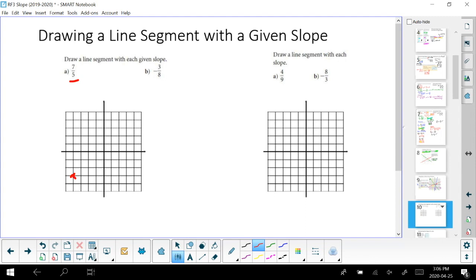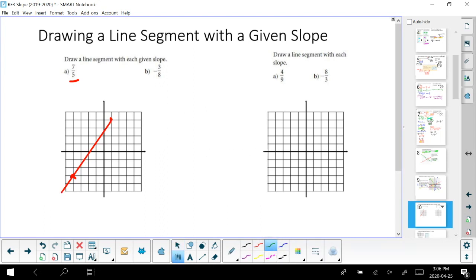We're going to move 7 units up. So 1, 2, 3, 4, 5, 6, 7. And then we're going to move 5 units to the right. 1, 2, 3, 4, 5. So we'll get a point right there, and we can connect those points with a straight line. So this would be a line with a slope of 7/5. Again, we're not too concerned about the starting point. We just want some sort of line segment with that given slope. So it could look something like that.